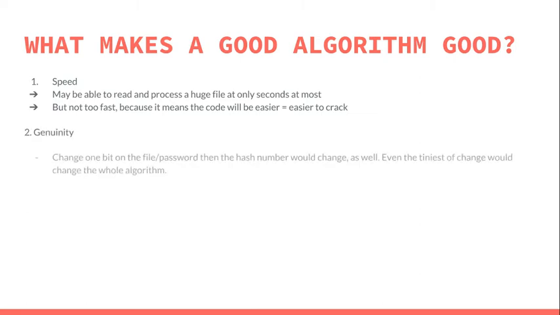Number two, the genuinity. A good hash algorithm is one where, when you change even the smallest amount of bit or byte in a file, in a password or in a document, the hash number in the end would change. So even the tiniest change would change the whole code, which makes it more rare, so people cannot access your code easily.